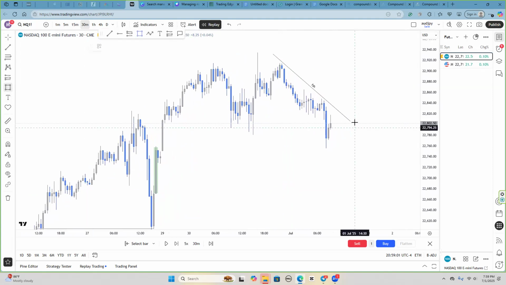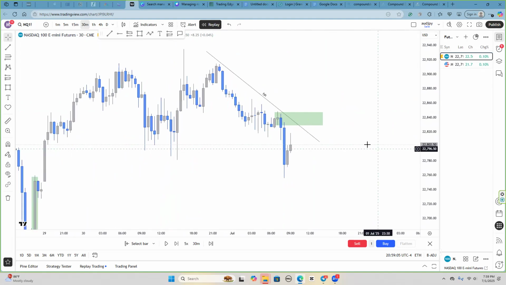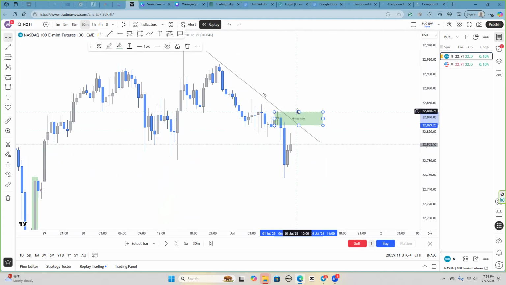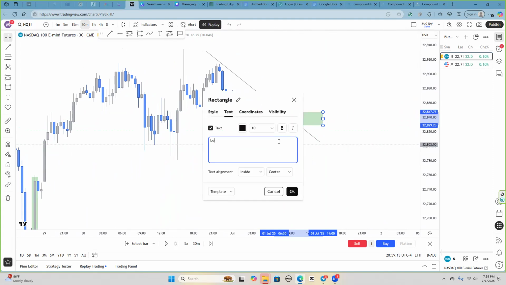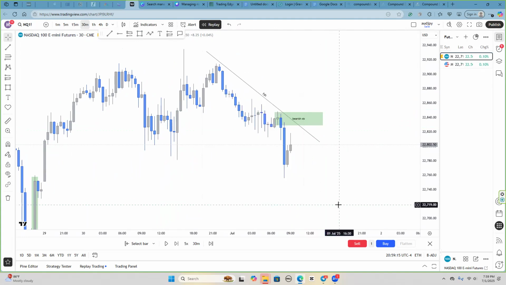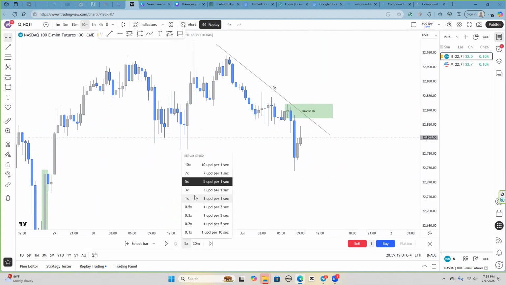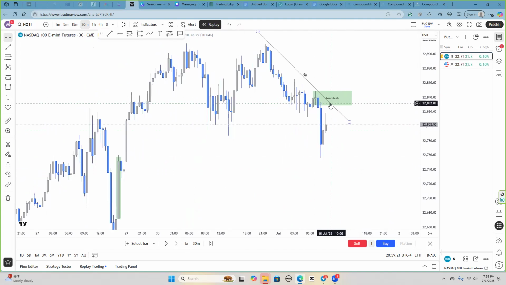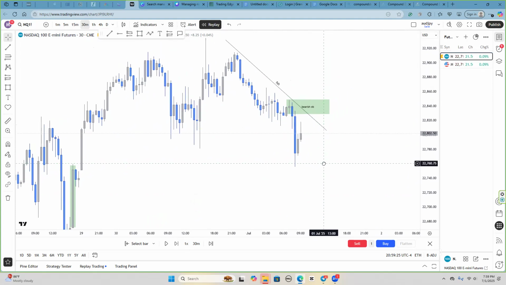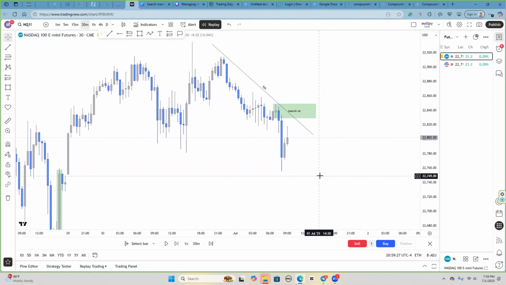The fourth and final reason would be a rejection off my order block, the last bullish candle before bearish momentum. I call that a bearish order block. I wait for price to trade back into these areas for possible sell entries. If price rejects off this area, that would be my fourth and final confluence to enter into the trade.